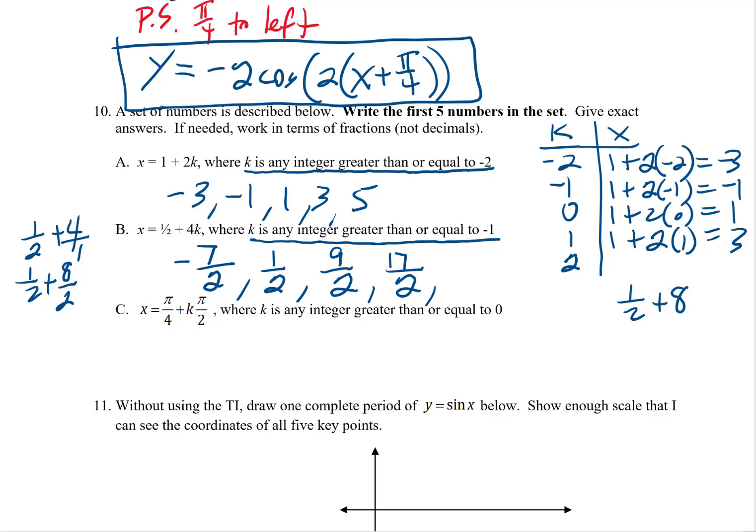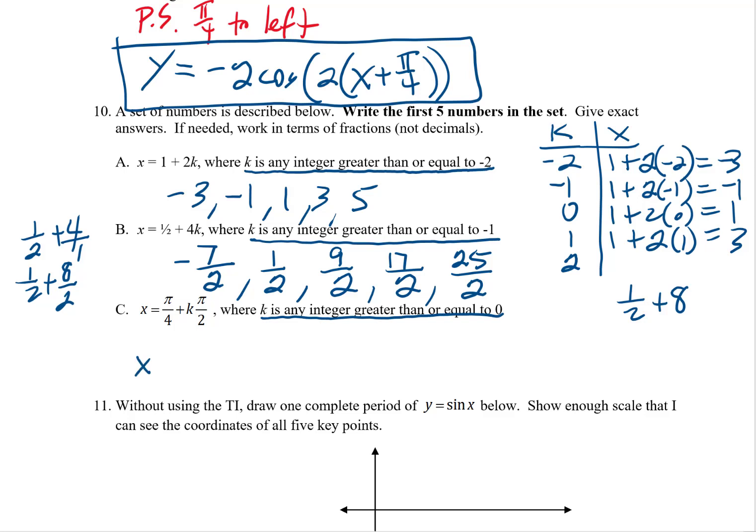I think all that's happening here is I'm adding 4 every time. So I had -3.5, plus 4 would be 1/2, plus 4 would be 4.5, and then 8.5, and then the next one is going to be 12.5. 12.5 would be 25/2. And then the third example, k is now an integer greater than or equal to 0. So we're going to start at 0 and count up from there.